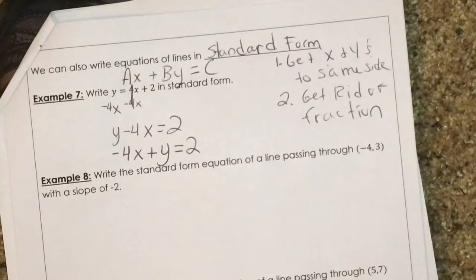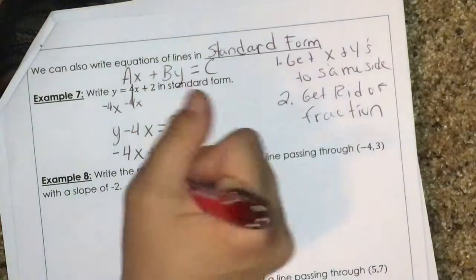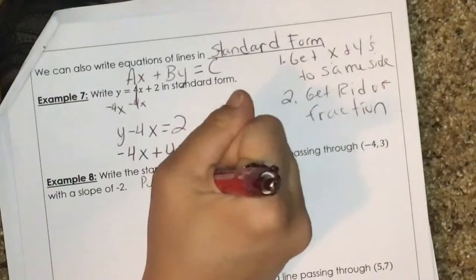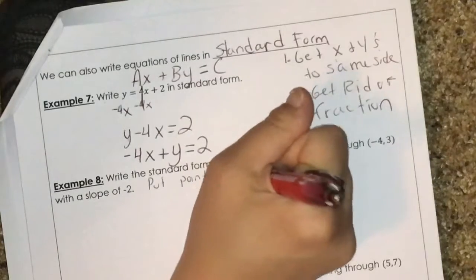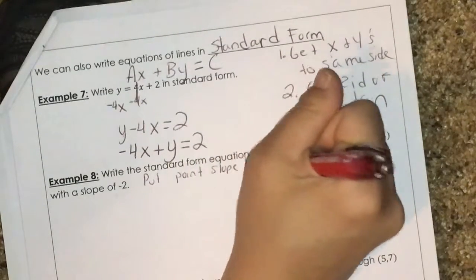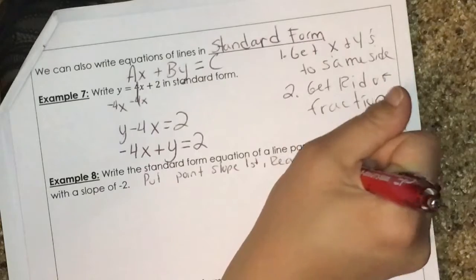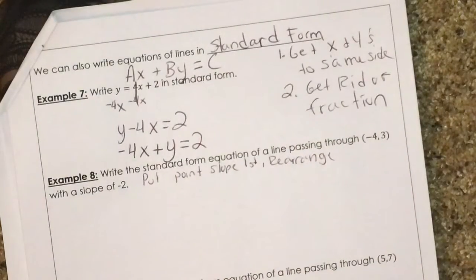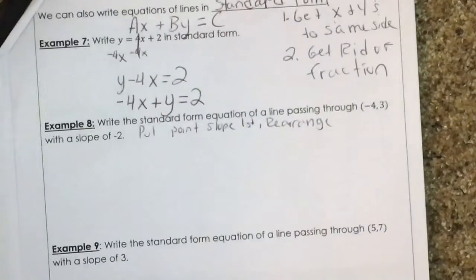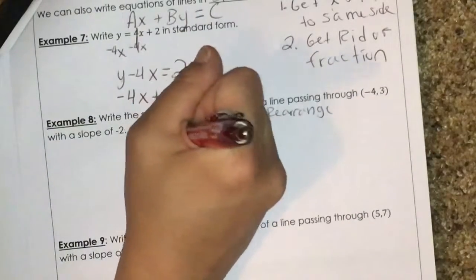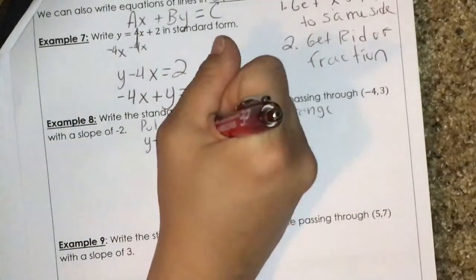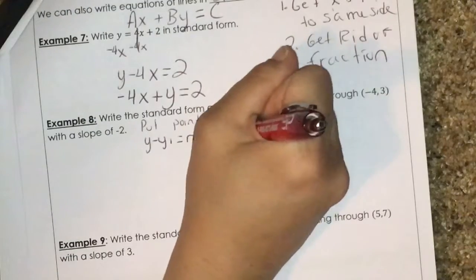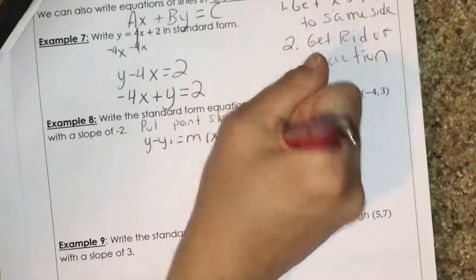Example 8 says write the standard form equation of a line passing through that point with a slope of negative 2. Well, we can always put in point slope form first and then rearrange so that it is in standard form. So let's start with that. Our point slope form, reminder, is y minus y1 equals m times x minus x1.